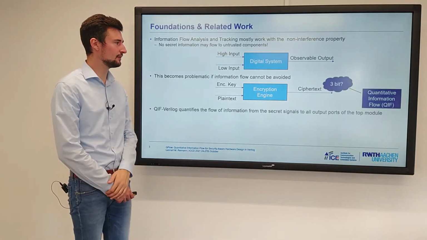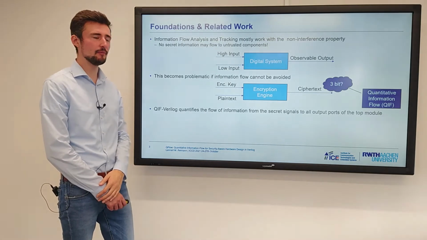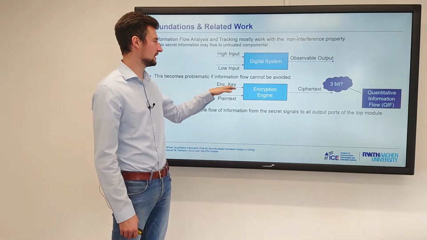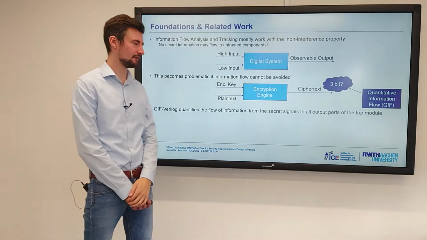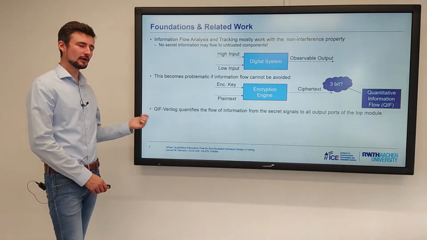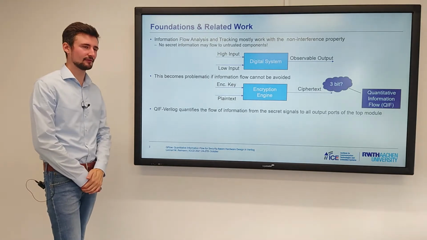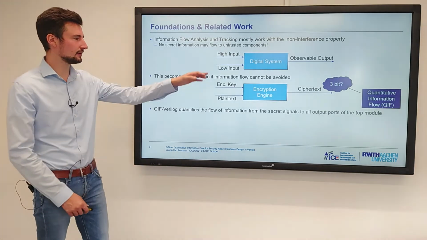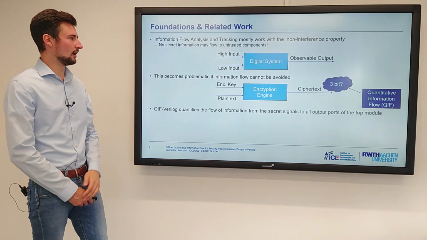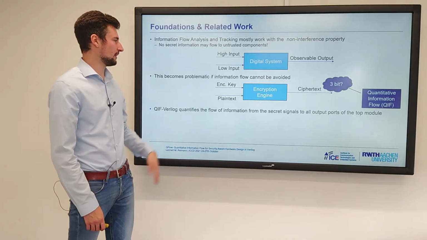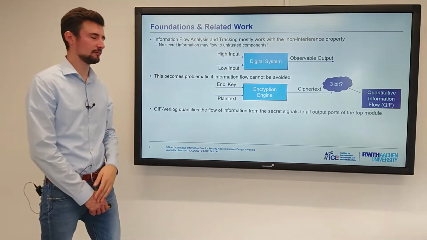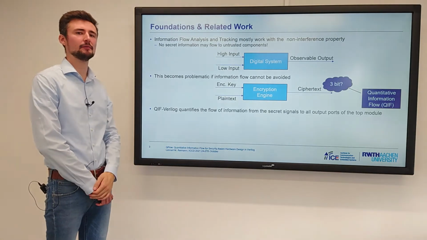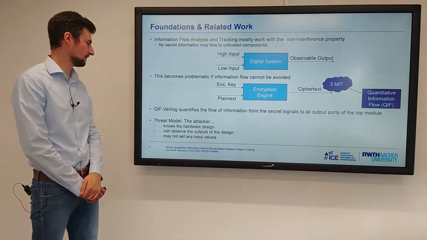So what we could do in those cases is quantify how much information about the encryption key can actually be found in the ciphertext. For this purpose, we can use quantitative information flow. There is already work out there, named Verilog, which uses quantitative information flow to quantify how much information from the key actually flows to the output ports of your top module. But we found some insecurities in the tool, so we conducted our own research.